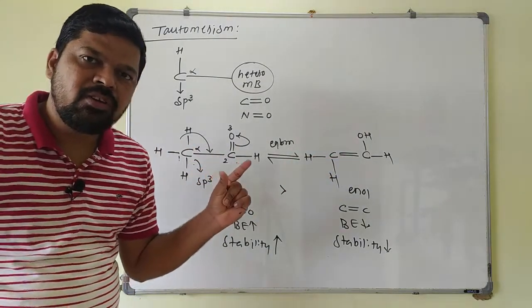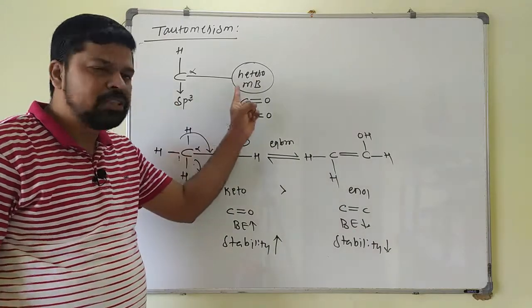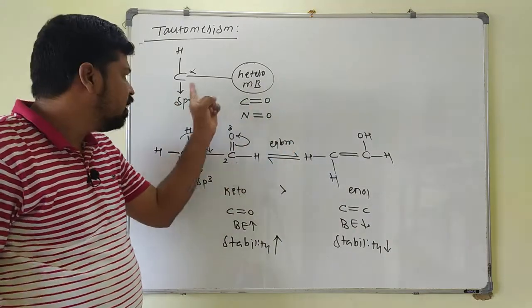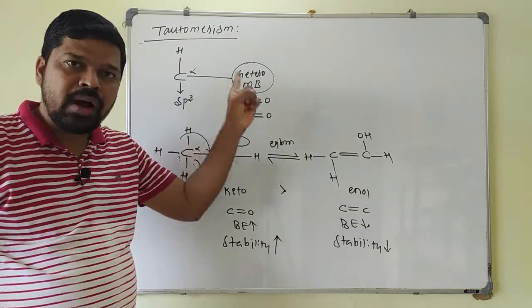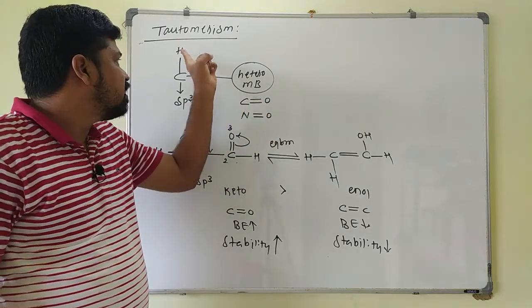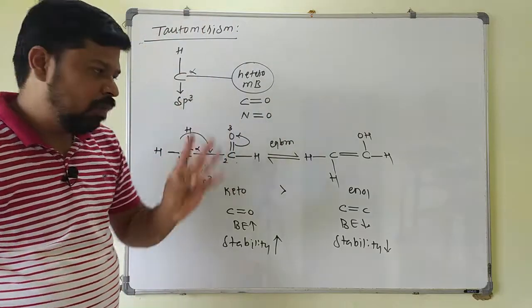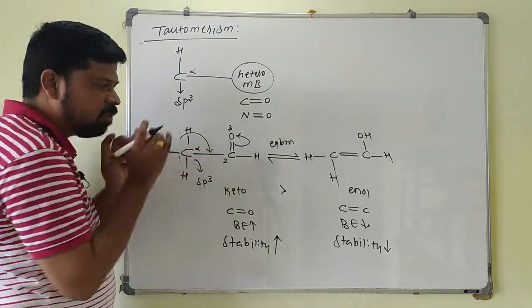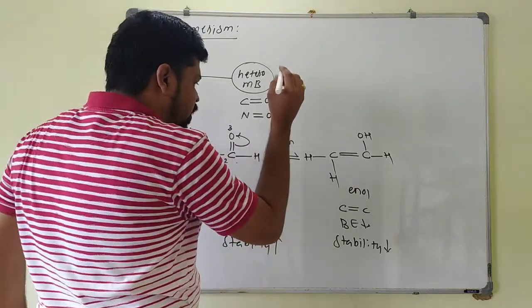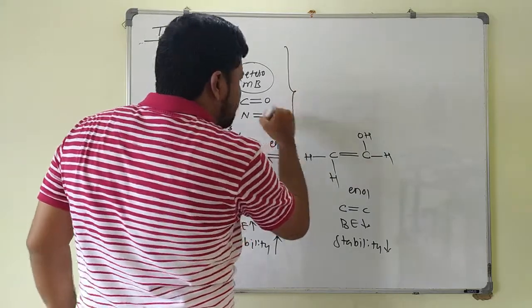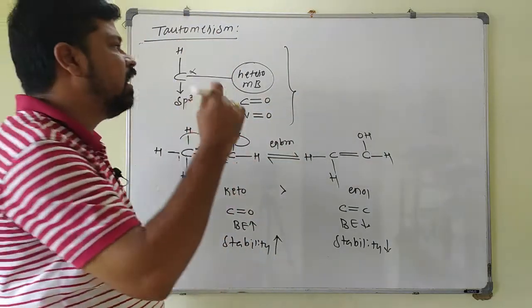Only one thing you have to find out, sp3 carbon atom must be connected to heteromultiple bond. This must have at least one hydrogen atom. Then this hydrogen atom will be shifted to the oxygen atom of heteromultiple bond. This hydrogen is shifted to this one here. So what you can say here, shifting of saturated alpha hydrogen to the third atom.